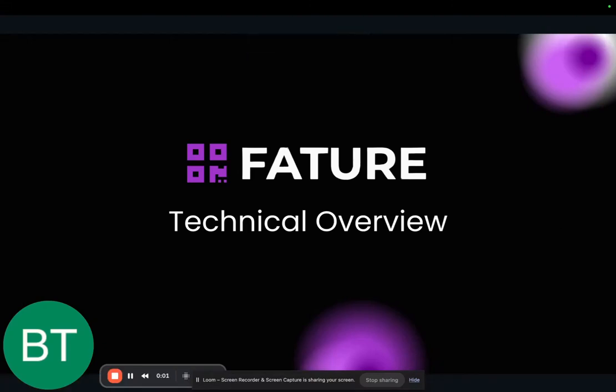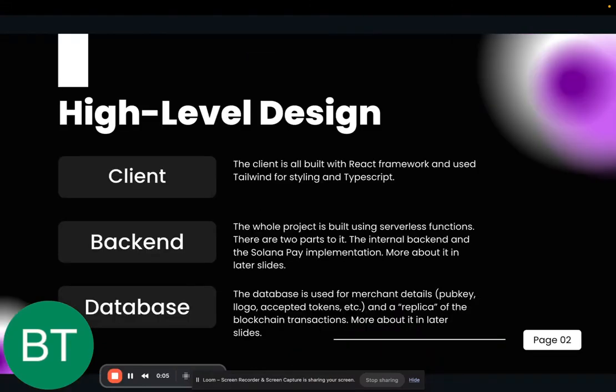I'm going to be talking about the technical overview of Fature. High-level design, we have three parts: the client, backend, and database. The client is all built in React framework. We also use Tailwind and TypeScript for the implementation.